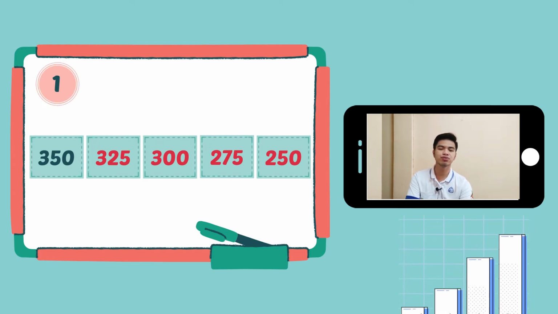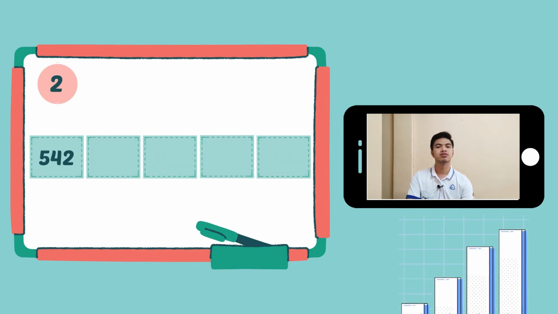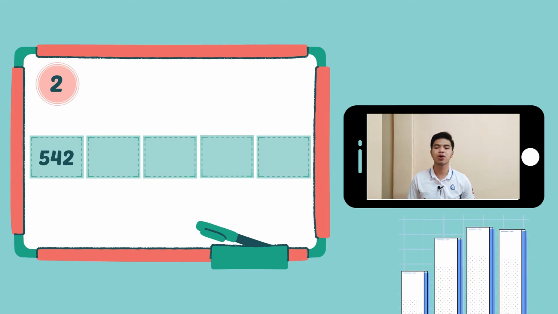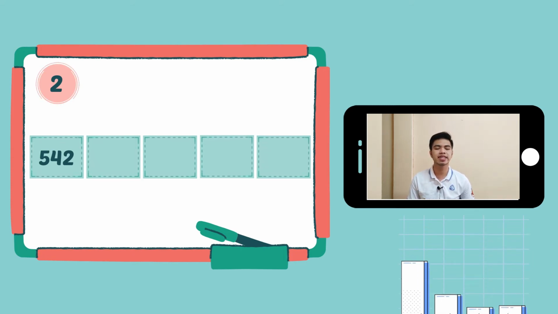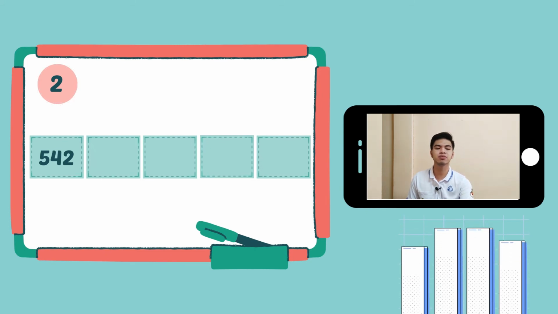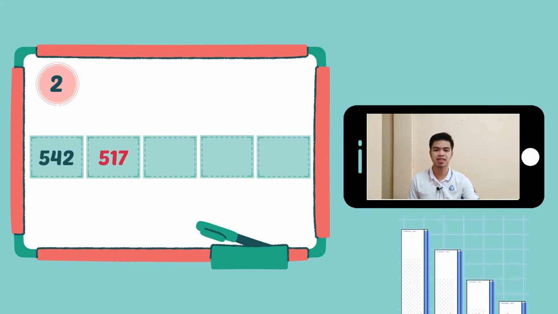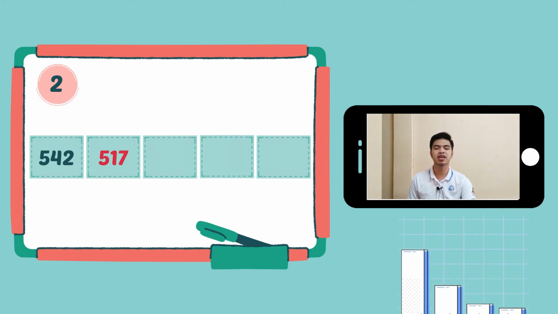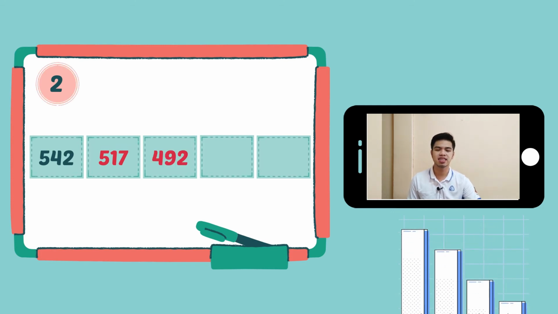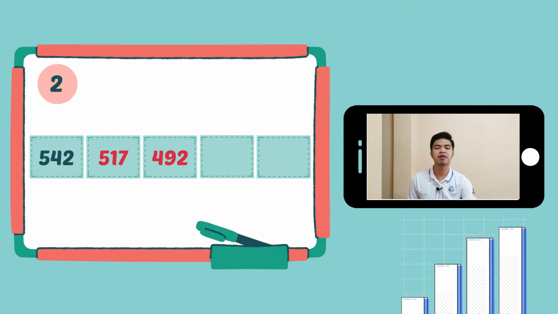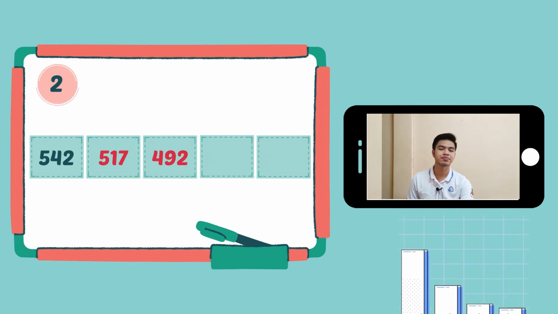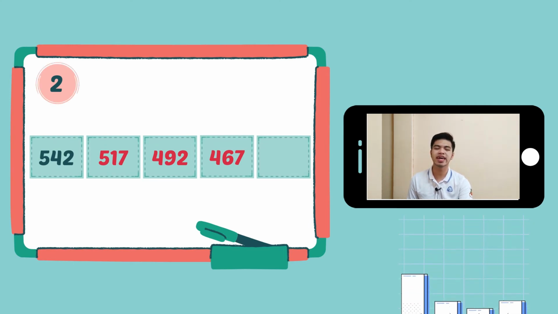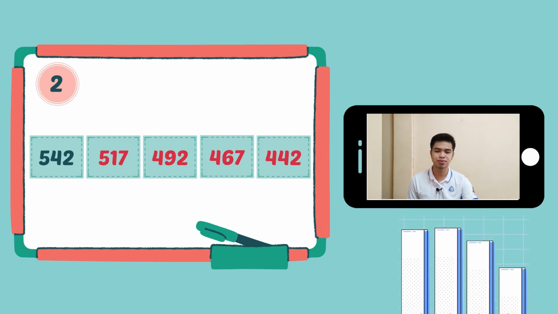Alright, so now we can go to the item number 2. So we have here 542. So we're going to do the same thing. We're going to subtract 25 from it. So 542 minus 25 is 517. And then again, minus 25. So 517 minus 25 will be 492. Alright? And then minus 25 will be 467. And then minus 25 again, it will be 442.